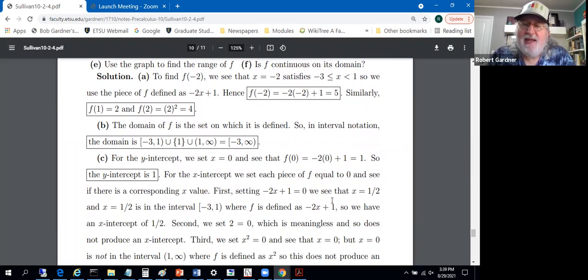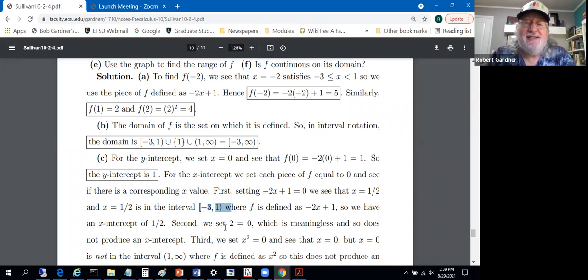Is 1/2 in the interval on which the function looks like that? It is. The function looks like that on this interval. This interval contains 1/2. It is a point on the graph. Plug in 1/2, get 0 out. That's an x-intercept. So x equals 1/2 is an x-intercept.